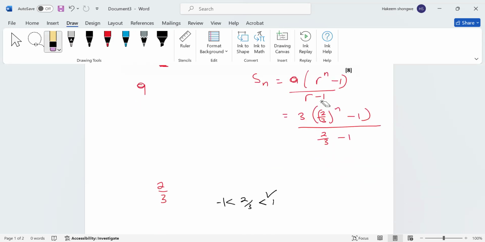We use this one if R is bigger than 1. It makes our life simple, not to say it will be wrong. But the reason why, as you saw on your information sheet, you have two formulas. What you're saying is that this one is applicable to convergent series instead of divergent.